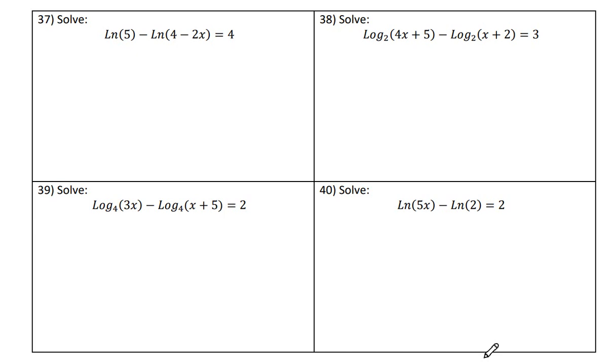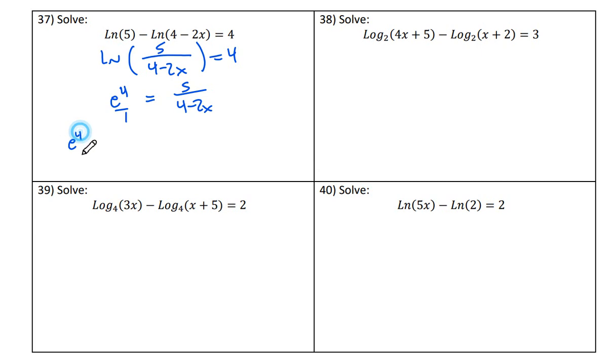Okay, more log equations. I will do these two. Actually, maybe just one of them. I'll do this one because it's ln. It's a minus in between, so that's a quotient rule. So we'll have ln, when I bring it in, of (5 over 4 minus 2x) equals 4. It's base e, so e to the fourth will equal 5 over 4 minus 2x. I'll cross multiply, and I get e to the fourth times (4 minus 2x) equals 5.